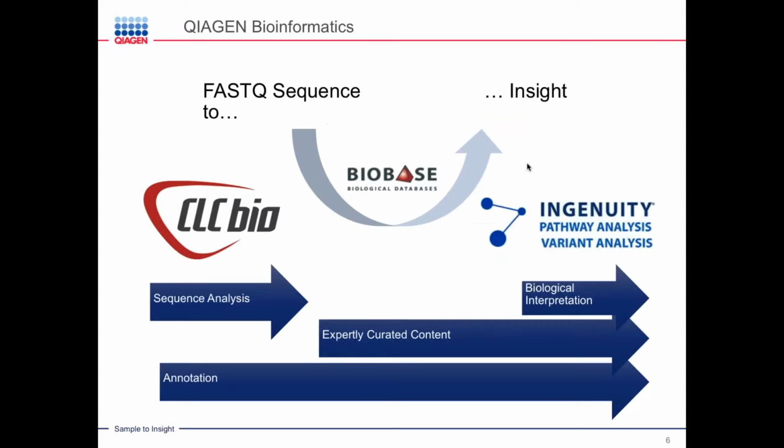And then even just for the informatics part, even if you focus on the QIAGEN bioinformatics part, we have tools that will take you from your FASTQ sequence to insight. So even if you start with your raw sequencing reads, we have tools that will take you from those raw reads to biological insight, with the three legacy brands: the CLC Bio tools, BioBase, and Ingenuity Pathway Analysis.